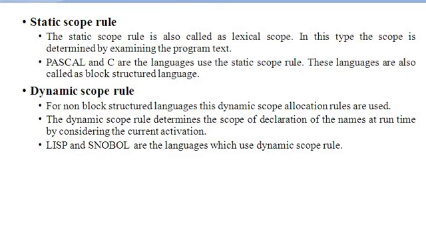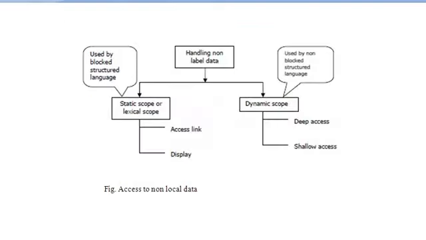While in dynamic scope rule, for non-block structured languages, these dynamic scope allocation rules are used. So the dynamic scope rule determines the scope of declaration of the names at runtime by considering the current activation. Lisp and Snobol are the languages which use dynamic scope rule. So how to access the non-local data? Static scope or lexical scope is accessed using access link, and display, which is used by block structure language. Handling non-local data: if dynamic scope, then used by non-block structure language, and it can use deep access or shallow access.